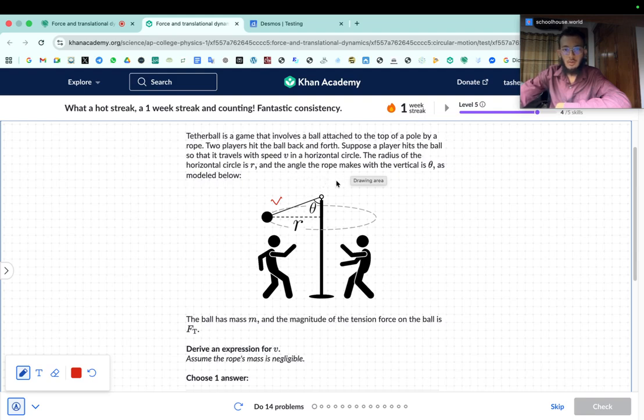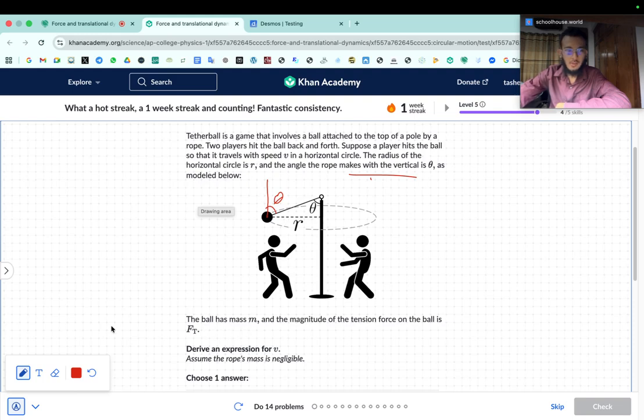The angle the rope makes with the vertical is theta. So you can see that this is theta, because this is with the vertical. The rope makes an angle theta with the vertical, as modeled below.